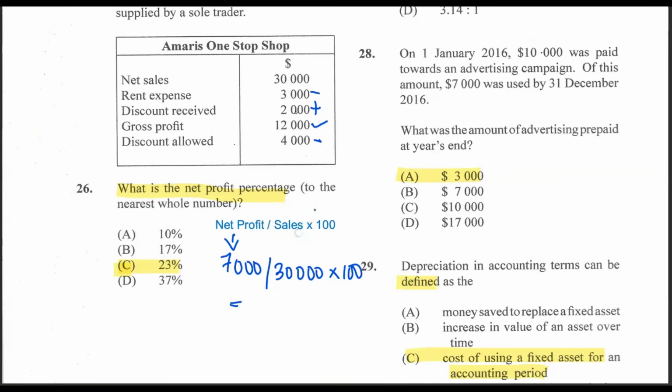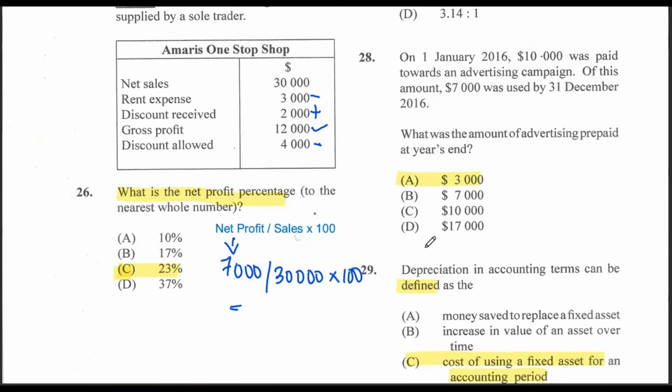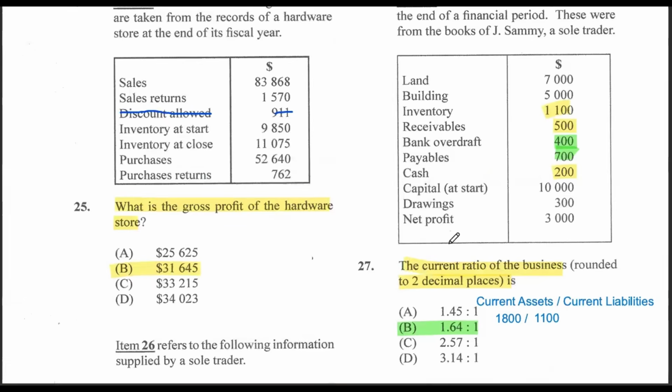So 12,000, add 2,000, that'll be 14,000. Subtract 3,000, subtract another 4,000. That should give us our net profit figure of $7,000. 7,000 divided by net sales of 30,000 multiplied by 100, that should give us the answer of 23%. Good job. Good. Time for us to move on to question 27.